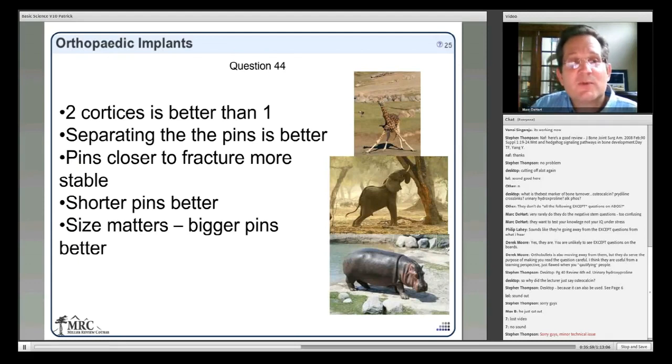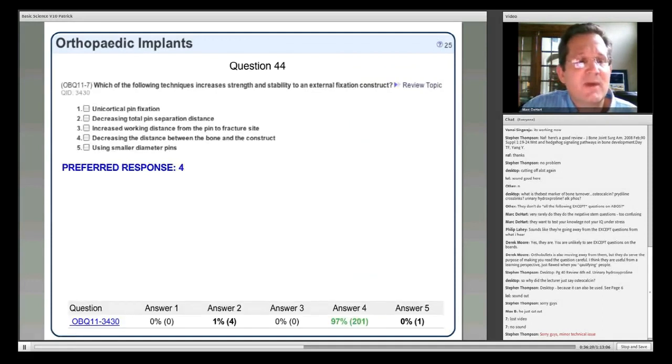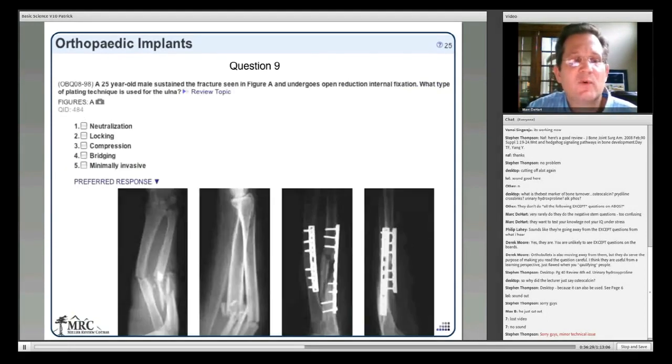Some basic principles that are worth knowing are that two cortices are better than one. Separating the pins is a better form of stability. Pins closer to the fracture gives you more stability. The shorter the pins, the better, and so the hippo pin is better than the elephant pin. And then size matters. Like a lot of things in life, bigger pins are better pins. So if you read through the question again, the preferred response that almost all of y'all got was answer number 4.